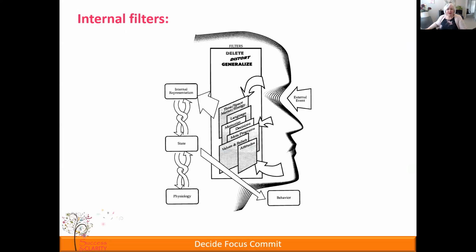And here are the filters that you're running. So again, information comes in, we delete, distort, and generalize it. We create a picture of it after it runs through all of these filters. And here they are. First of all, time, space, matter, and energy. That's simply your version of reality, how you see reality. And you see it differently than everybody else does because of your unique experiences, the language that you choose to speak and to interpret.